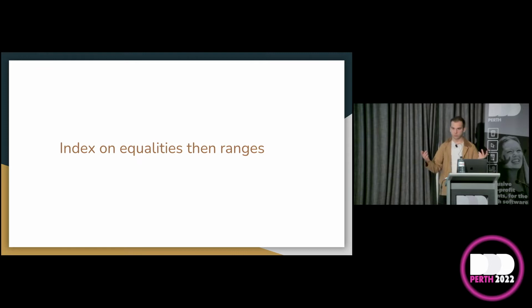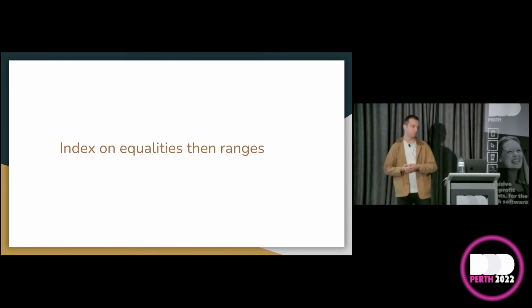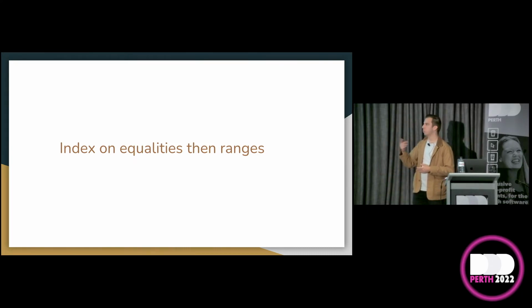So what to take from that? Index on equalities, then ranges. If you do that, you will avoid this issue biting you, essentially. If you're lucky, with the wrong query from before, it will just do a sequential scan. But you can see that it can still use the index sometimes, and it won't be as efficient.